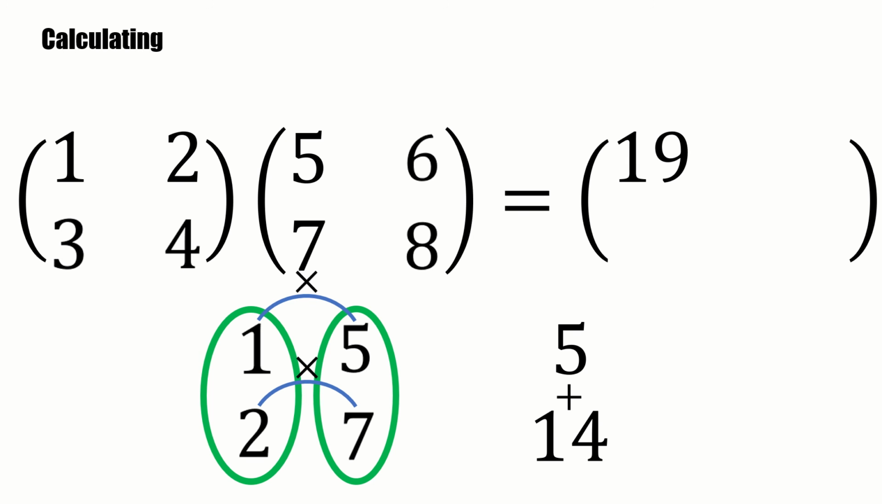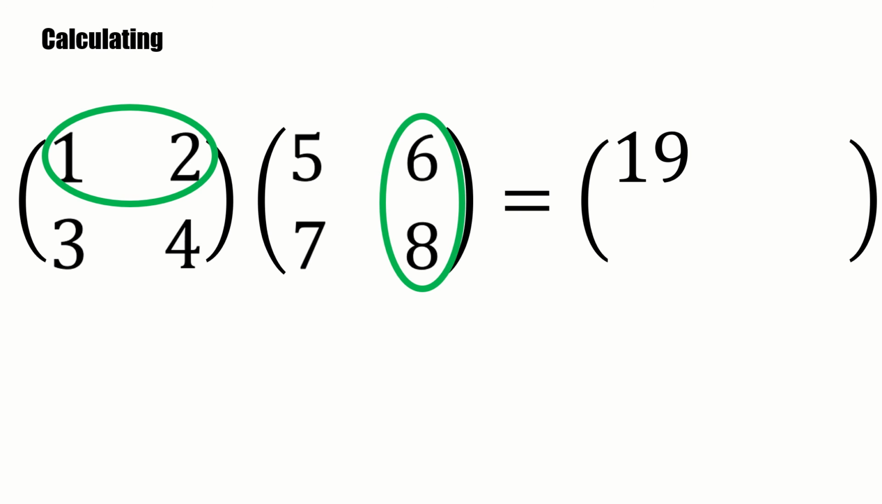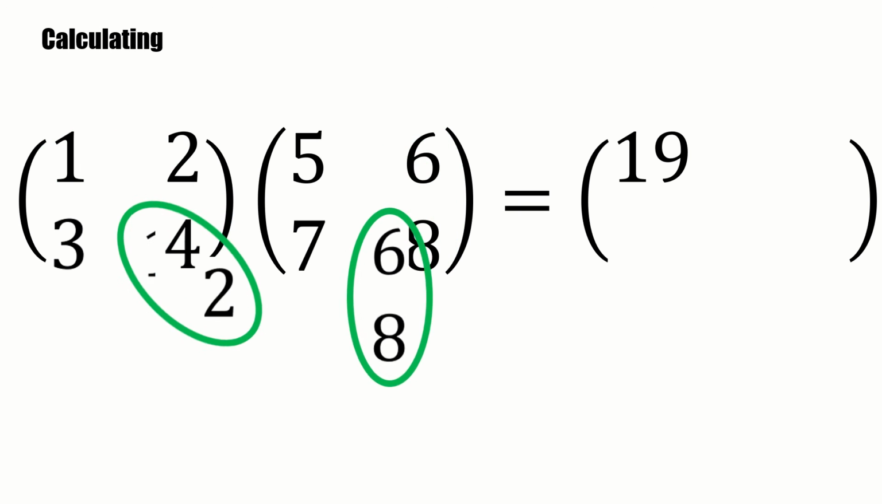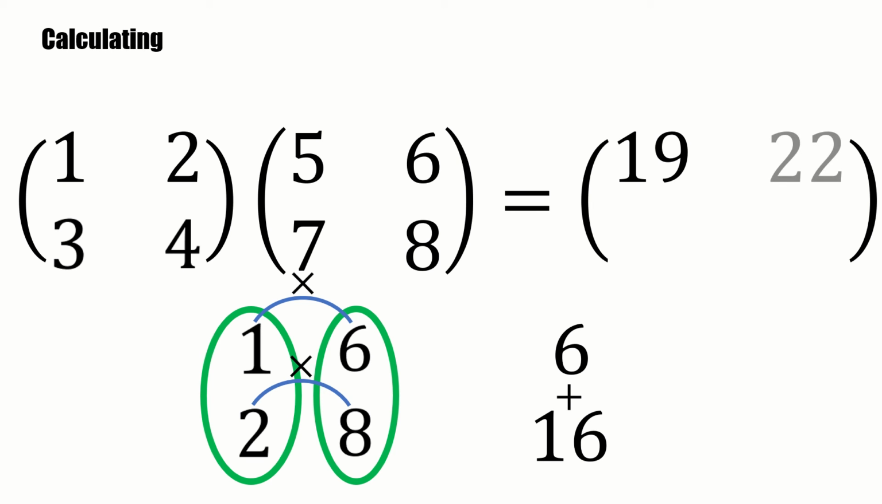Now we've got to try all the other combinations. So now choosing the first row with the second column, sliding that row down so it becomes a column. We're going to do 1 times 6 to get 6, 2 times 8 to get 16, and then adding those results together to get 22. That goes up there because we're talking about the first row with the second column.